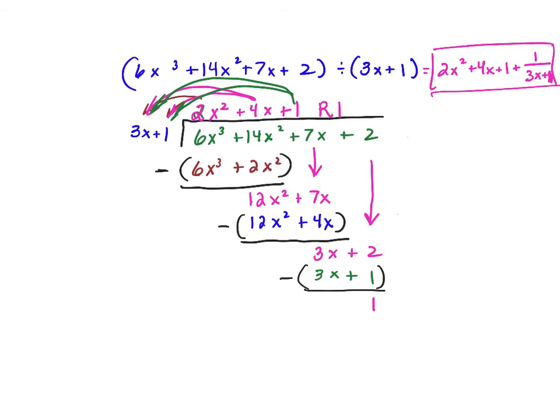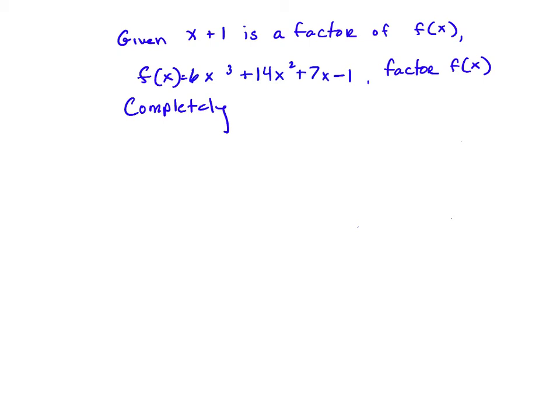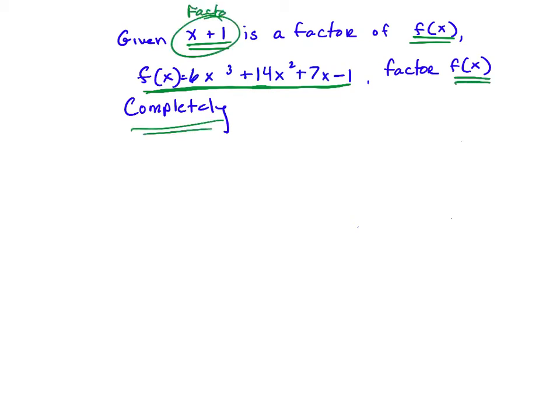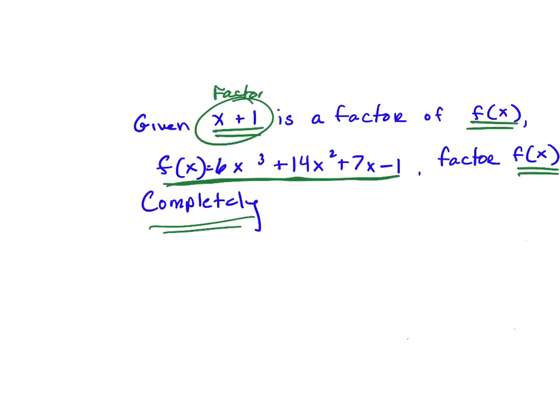All right, this is our second to last example. In this problem, they're giving us that x plus 1 is a factor of the function. So here's our function, and we know x plus 1 must divide into it evenly because it is a factor. And they want us to factor f of x completely. So we know one factor. They told us it was.